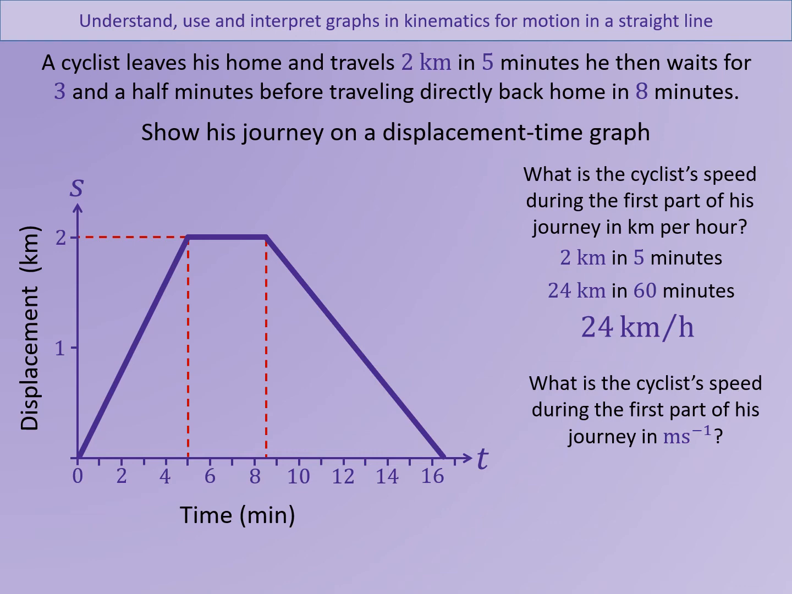We now want to know what the cyclist's speed is during the first part of the journey in metres per second. So for this, we can convert. We know that 2 kilometres is 2,000 metres, and we know that 5 minutes is 300 seconds. So we can calculate distance divided by time, and this works out as 6.6 recurring, or 6 2/3 metres per second. This means that they are travelling 6 2/3 metres in every 1 second.